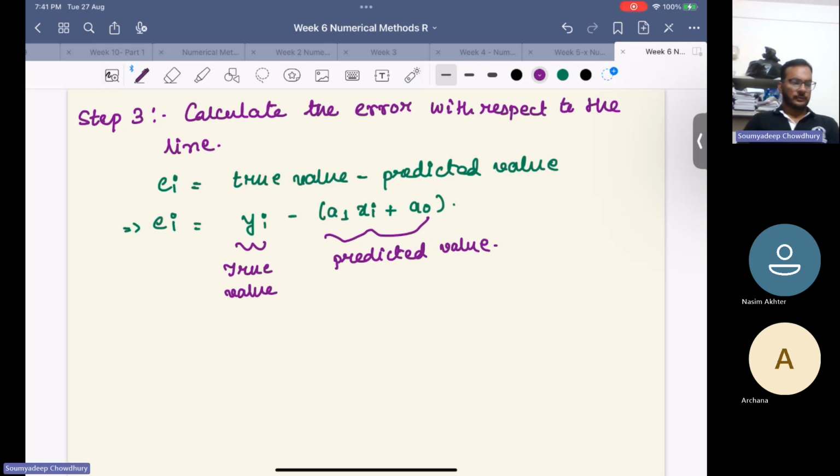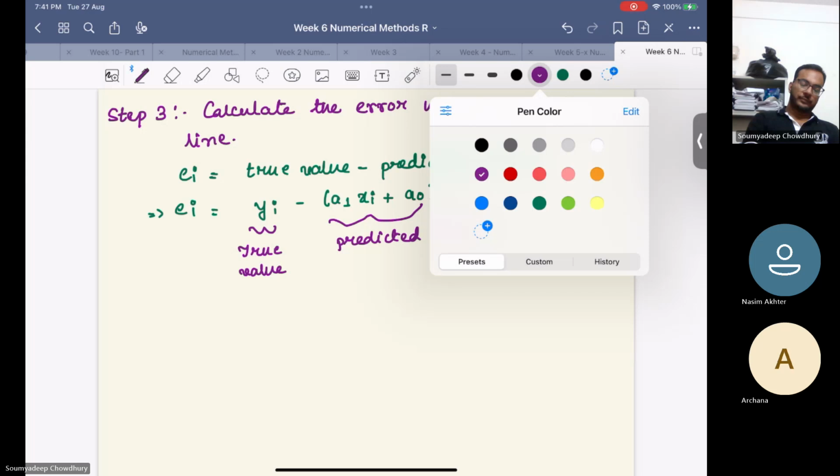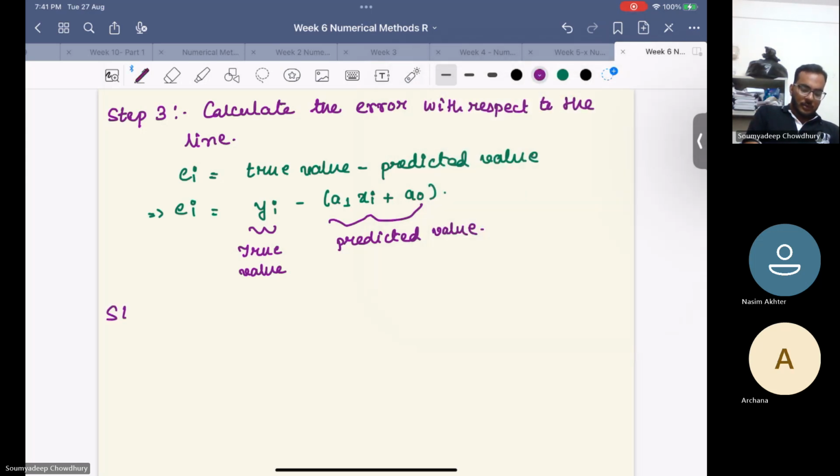So now for every step we can calculate this error, right? For every value of x, you have a true value and you have a predicted value. So for every point i equal to 1 to the total number of points, you can calculate this ei. So once you know ei, in the fourth step, what we will do is sum all these errors.